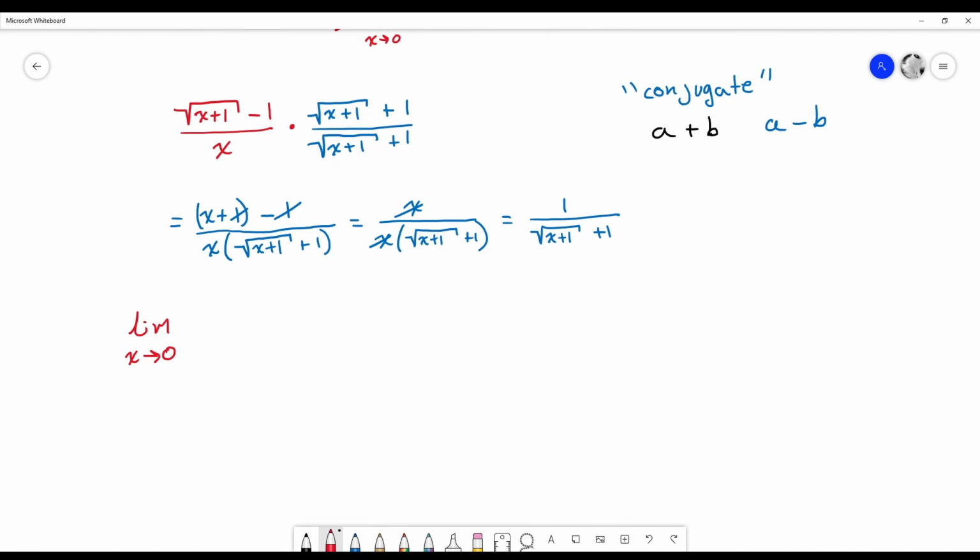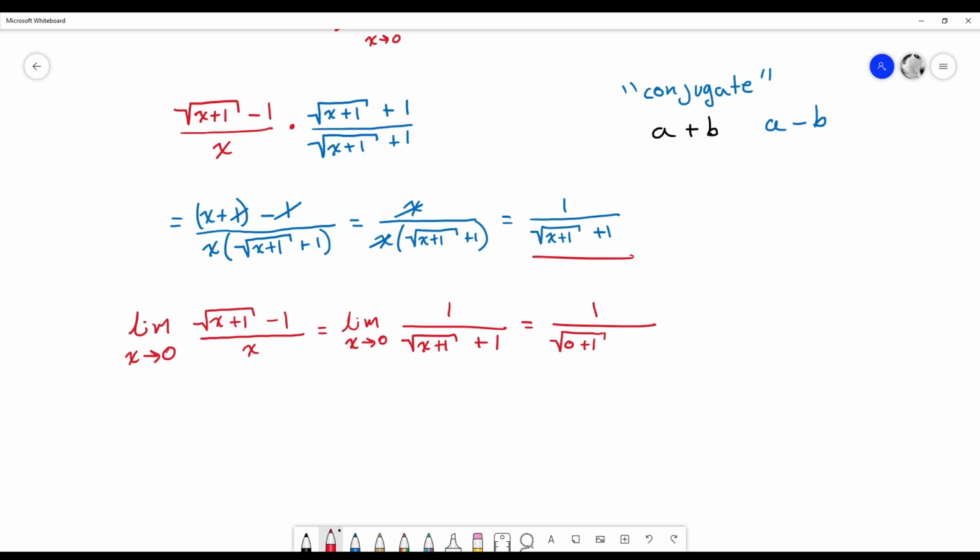So let's go back to the original limit. Limit as x approaches 0 of the square root of x plus 1 minus 1, over x. It's going to equal the limit as x approaches 0 of this new form that we discovered, 1 over the square root of x plus 1, plus 1, which when I apply direct substitution, I end up with 1/2. So the limit is 1/2.